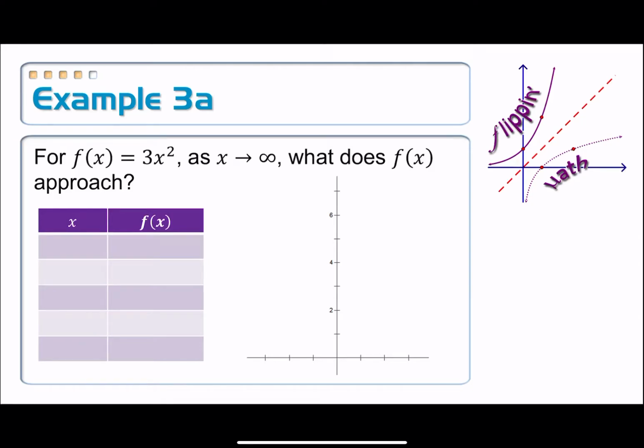On example 3, part A. For f of x equaling 3x squared, as x approaches infinity, what does f of x approach? Well, when we first learned to find limits, we looked at it both numerically and graphically. So let's just build a table of values. We'll start with, let's say, 1, and then just keep increasing our x value, maybe even by factors of 10 or something like that.